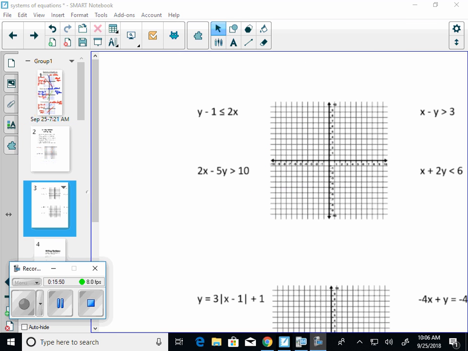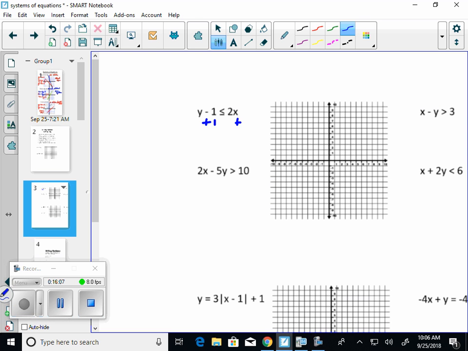Here we go. The next set of problems say y minus 1 is less than or equal to 2x. So I'm dealing with an inequality, and that's fine. Is it in the right form? No. I need to move my 1. So to move that 1, I've got to add 1 to both sides. So it should be y is less than or equal to 2x plus 1. If it's less than or equal to, is that broken or solid? Solid line. And it's less than, so I'm going to be shading below.